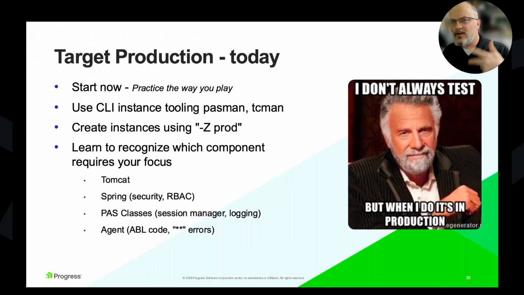It got through the security. PAS did its job, but I still got an error back. Well, that means it must have been down at the ABL level, right? Well, if you've decided that, you're going to find that answer in your agent log. And of course, look for your star errors in that log.